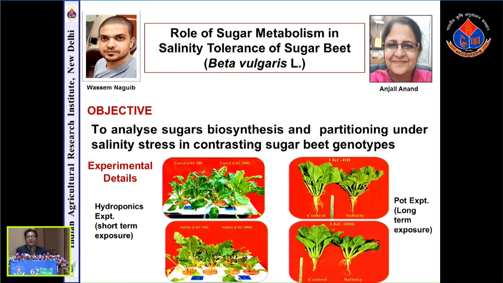This is the work done by Wasem under the guidance of Dr. Anjali Anand, and his objective was to analyze sugar biosynthesis and partitioning under salinity stress in contrasting sugar beet genotypes.